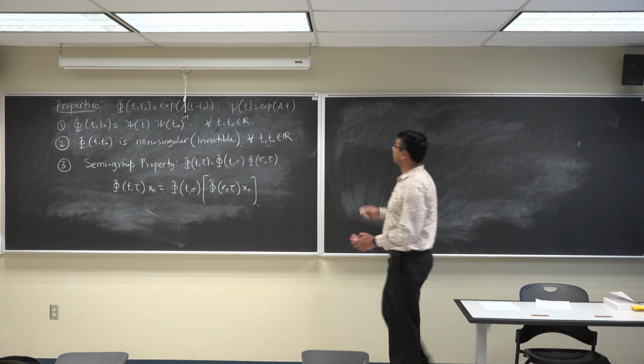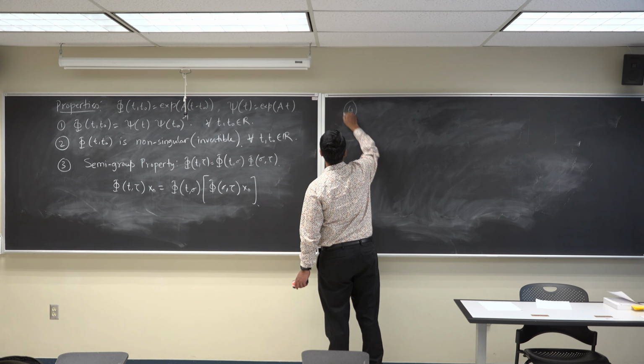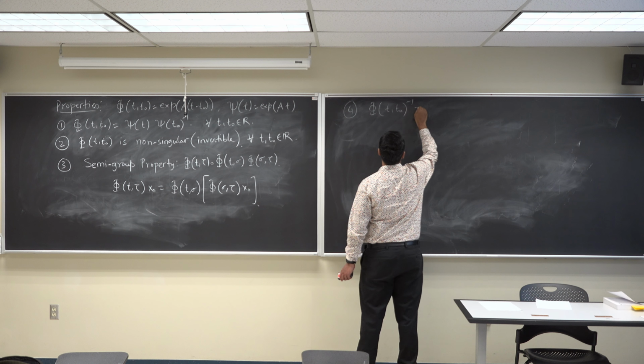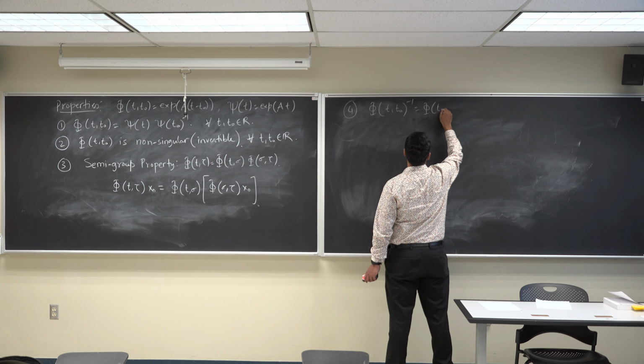Okay, the fourth property is phi of t, t naught inverse is phi of t naught, t.